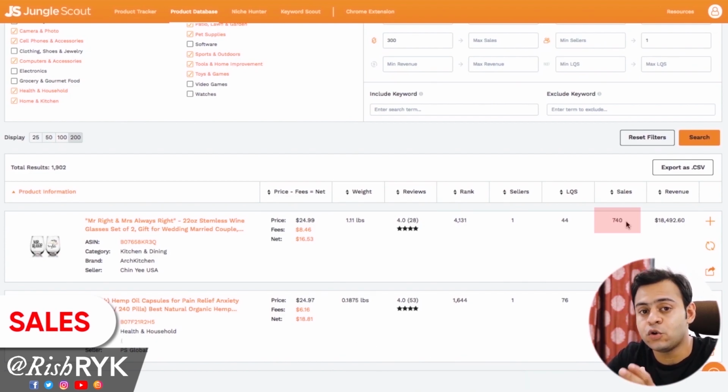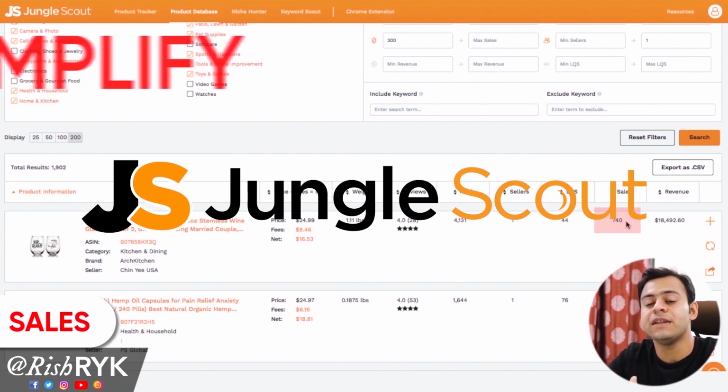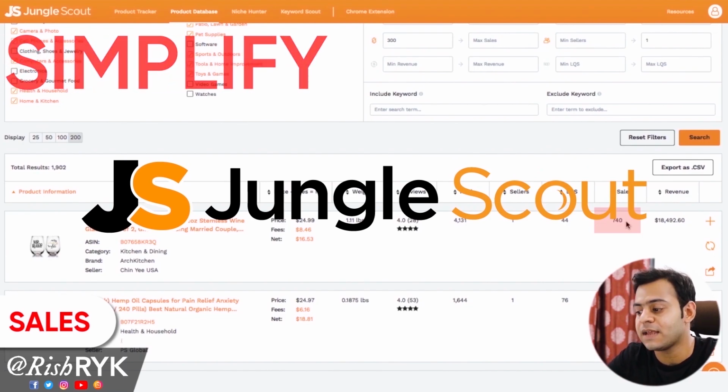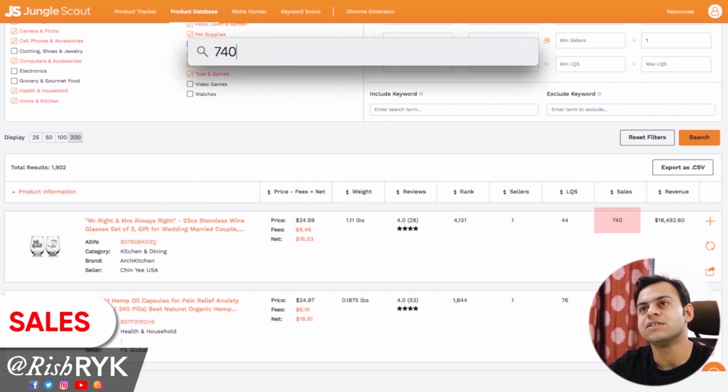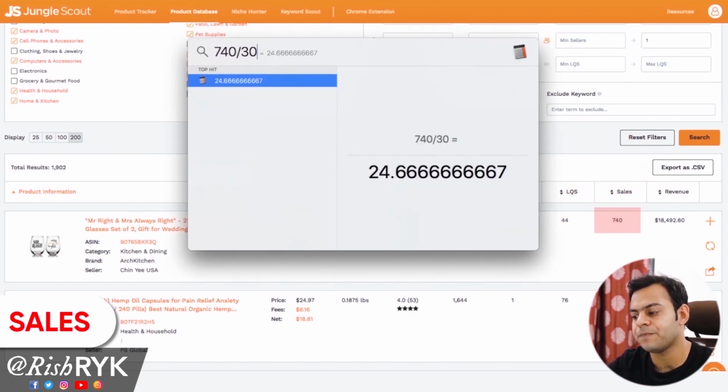But having said that, tools like JungleScout really simplify your product research process, and cut your time short by weeks and months, and sometimes even years of research, by giving you such quick access to their data, just by putting some filters here and there and using a little bit of common sense. You can get a lot of value out of this. So it's a monthly sales average, just divided by 30, so that you can get an idea of how many it is actually selling a day.